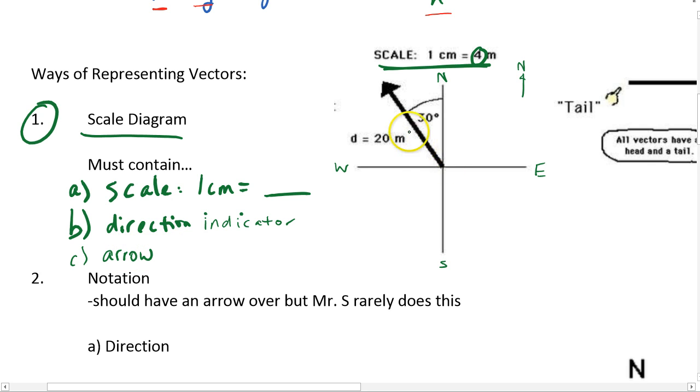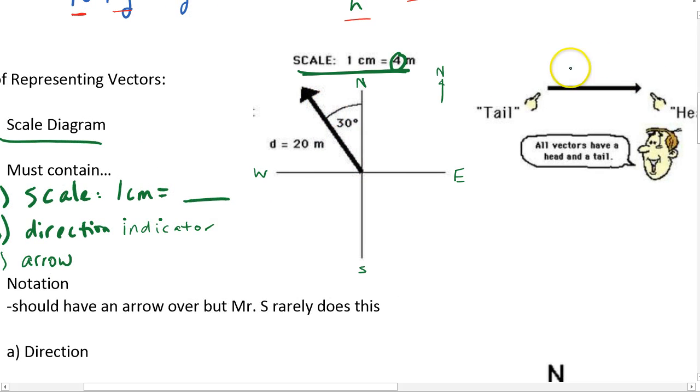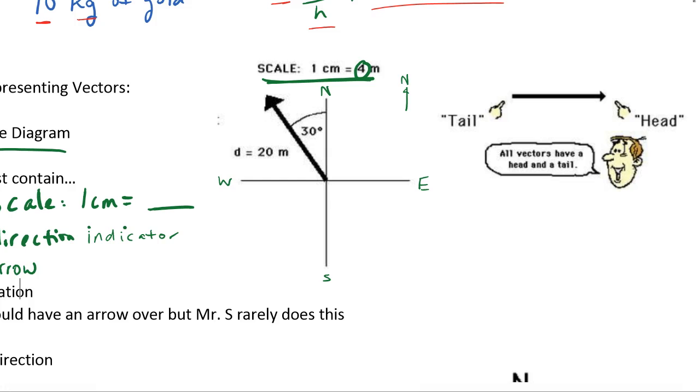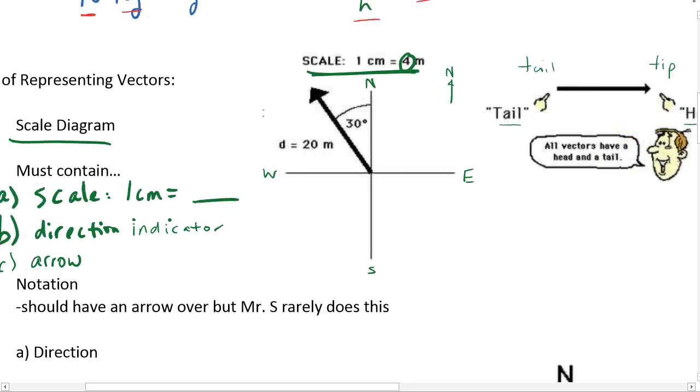Okay, so you see their arrow here, and over here there's also a little diagram about how an arrow looks, and we have a naming convention. We usually call this end the head of it, or this side the tail of it. You'll also hear me use the words tip, tip to tail, head to tail, things like that. So it definitely has one end that looks like this, and the other end that looks like an arrow.